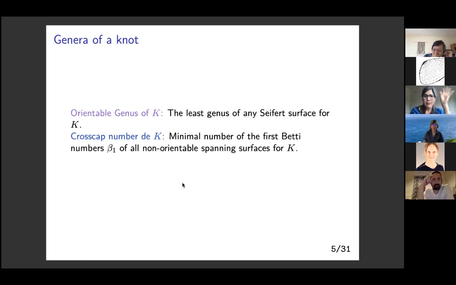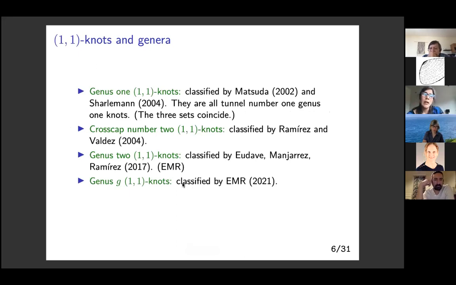So combining genus and 1-1 knots, we have the following results. Genus 1 1-1 knots have been classified by work of Matsuda and Charlemagne. All 1-1 knots of genus 1 are tunnel number 1 genus 1 knots, so the three sets I showed in the previous slide are the same. Later, Enrique Ramirez and Luis Valdez classified 1-1 knots that bound Klein bottles.